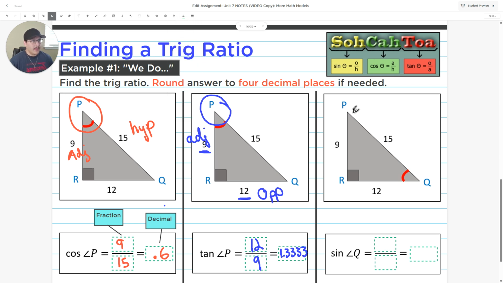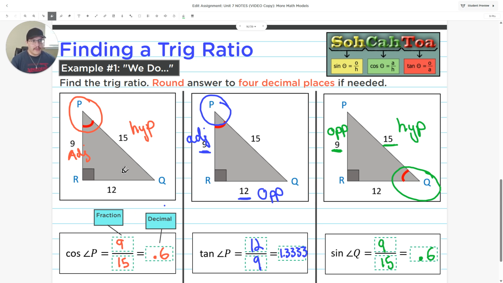And then the last one, sine of angle Q. So now my angle has changed to the other corner that we weren't using in the first two. So now the sine of angle Q is using the opposite, which is the side directly across from it, the 9, with the hypotenuse, which is always going to be the diagonal, 15. So 9 over 15 is equal to 0.6, which we've already calculated in the first one.